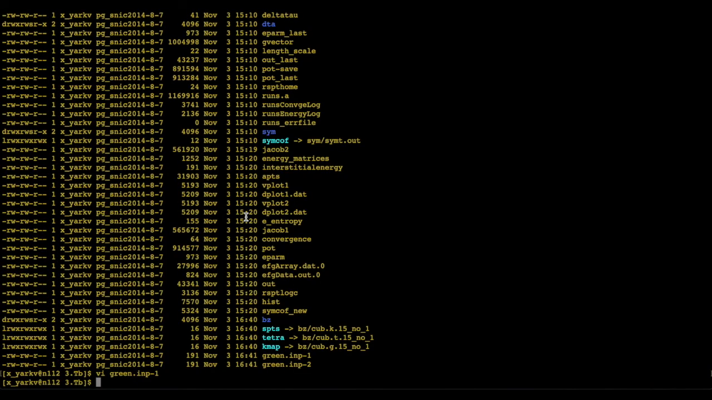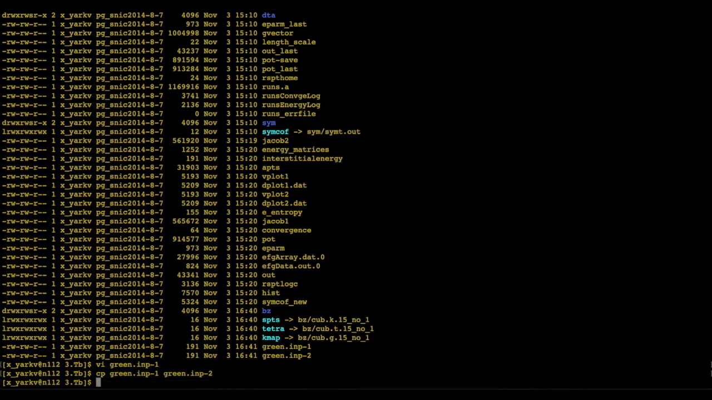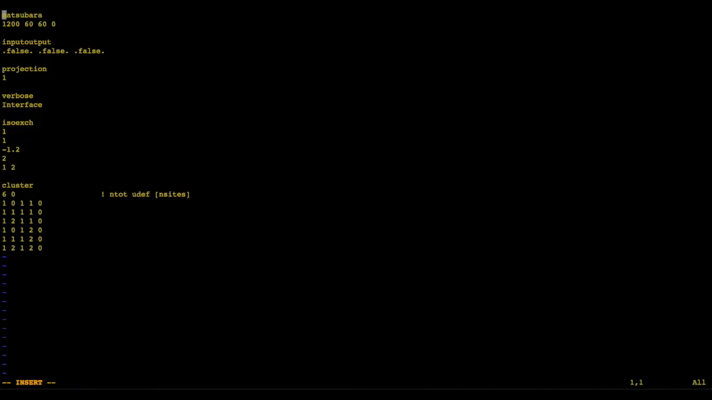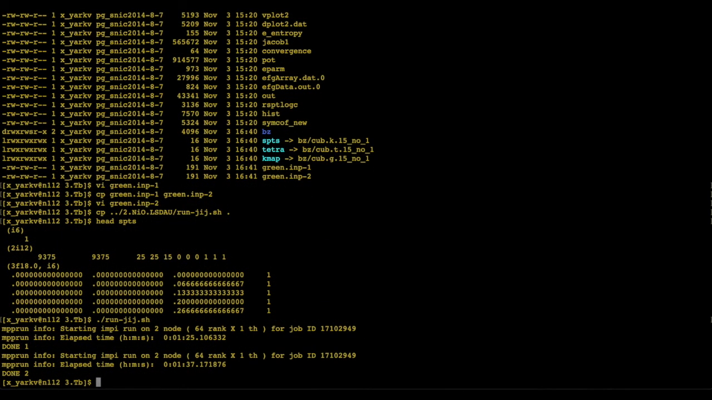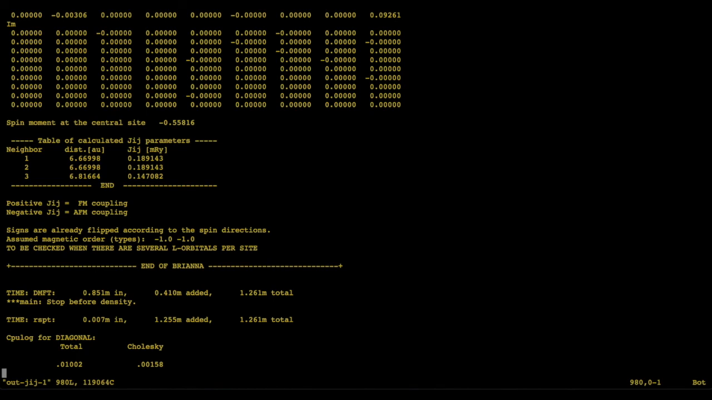Okay, now we can copy this file and make a similar input file for the second terbium atom. All we have to do is to change the index of the central atom here. Okay, the calculation is done. Let's have a look at the first out file, and you can see the calculated exchange integrals.